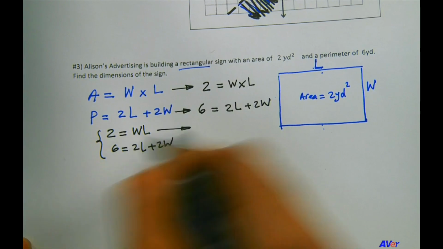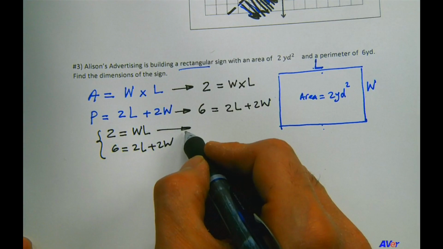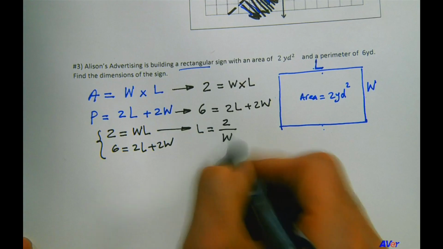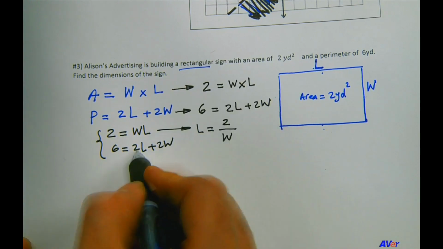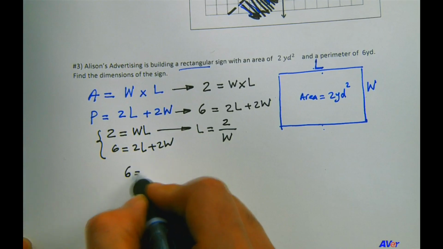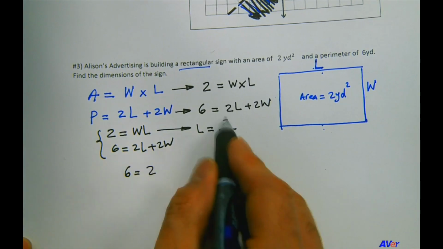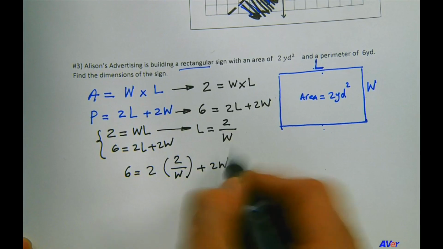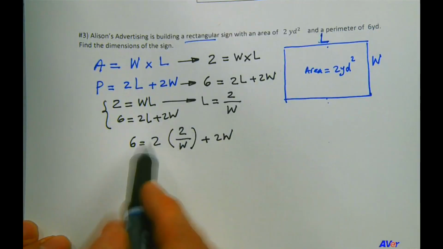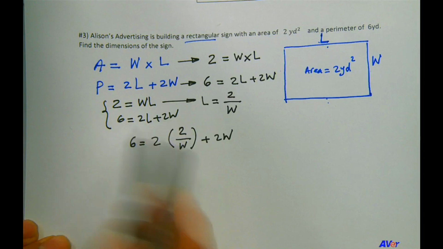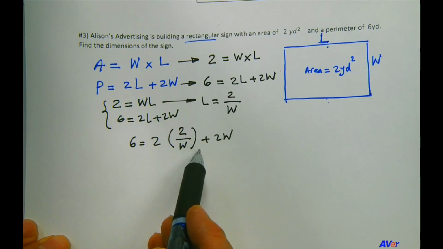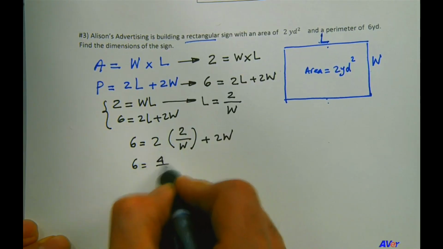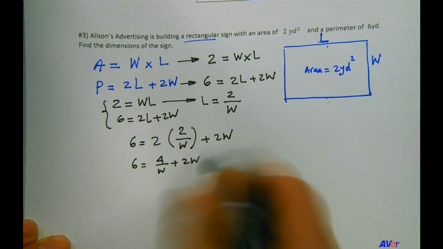From the top equation, we can solve for one of the variables. Let's say solve for L. So we get 2 divided by W, right? Then plug that in this equation. So 6 equals 2 times, instead of L, plug in 2 over W, plus 2W. So this nice substitution helped us reduce this equation that had 2 unknowns to an equation that has only 1 unknown, right? And we can easily solve this. So we have 6 equals 4 over W plus 2W.